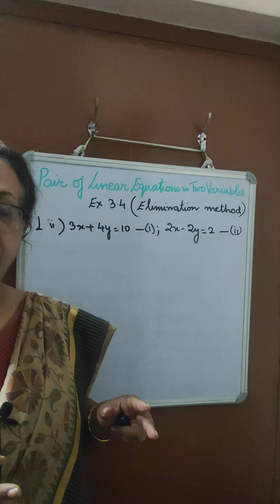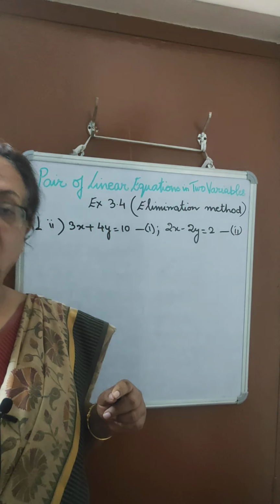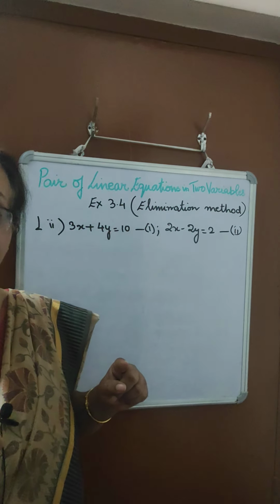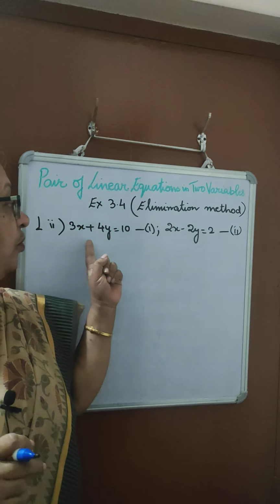Now what does the name suggest? Elimination. You have to eliminate. You have to remove. Now how can you remove? Remove means either x or y, any one has to be removed. Now they can be removed only when they are same in both the equations. And how can we make them?